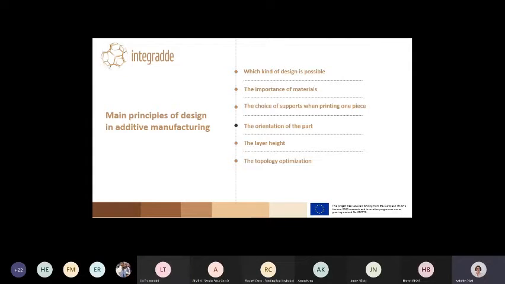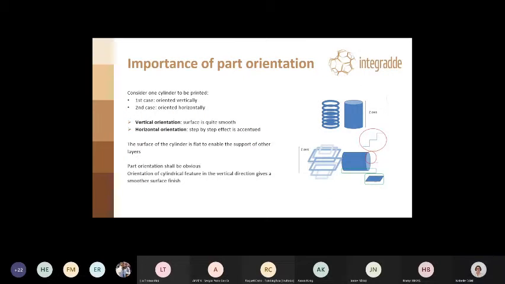Another important point before printing a piece is the orientation of the parts. If you consider, for example, one cylinder to be printed, and you consider two orientations. In the first case, the cylinder has a vertical orientation, and in the second case, it is horizontally oriented.